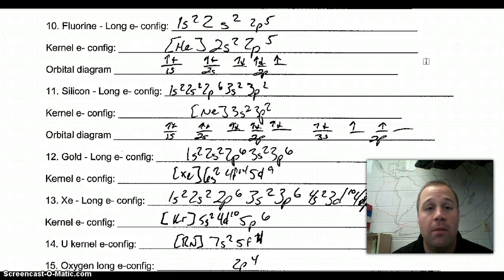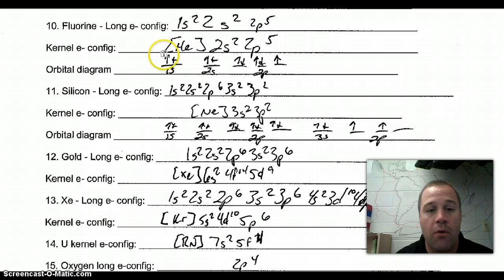For the kernel, or the abbreviated or the shorthand, because it's called all three, you're always going to find the element. So in this case we found fluorine, which is element number 9. We went up a row and all the way to the right, which was helium, the last element on the right in the first row. We put that in brackets. All that means is that the electron configuration through helium is the same. We then start, and fluorine is in row 2, so we start at 2s, because we always start at s, and we fill in those electrons to get up to 9. So helium has 2, then we have 2s2, so we're at 4 total, and 2p5. That gives us a total of 9.